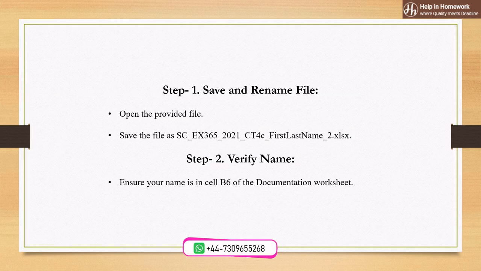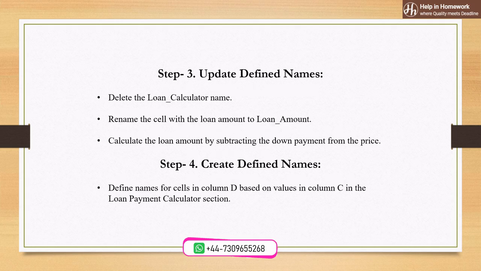Step 1. Save and rename file. Open the provided file. Save the file as Excel 365 2021 CT4C first last name .xlsx. Step 2. Verify name. Ensure your name is in cell B6 of the documentation worksheet. Step 3. Update defined names. Delete the loan calculator name.